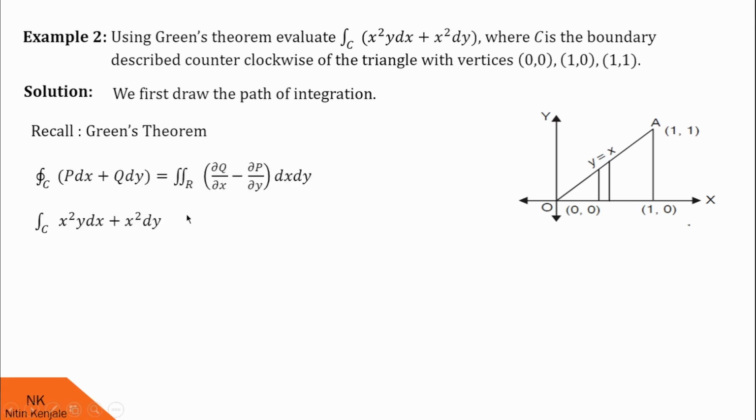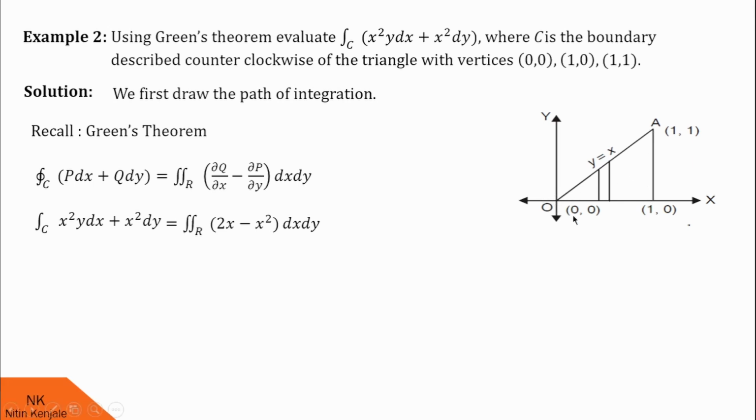In our case, P is x squared y and Q is x squared. Therefore, ∂Q/∂x will be 2x and ∂P/∂y would be only x squared. Substituting these derivatives in the RHS of Green's theorem, we get this line integral is equal to the double integration of (2x minus x squared) dx dy along the region R, where this region R is enclosed by these boundaries, that is this triangular region.